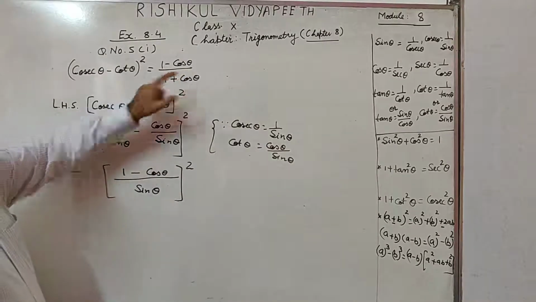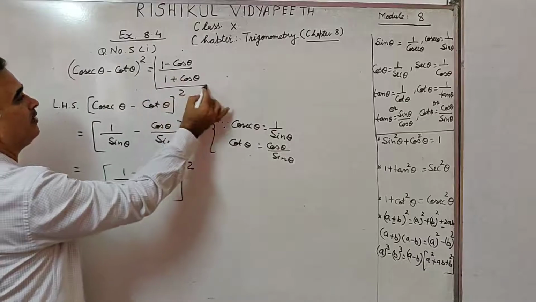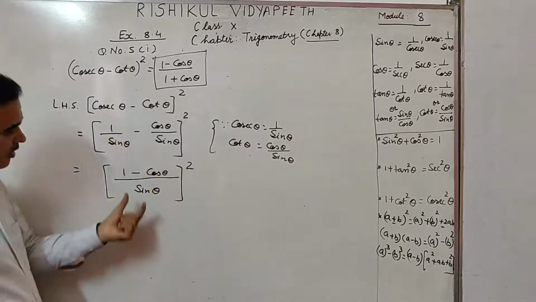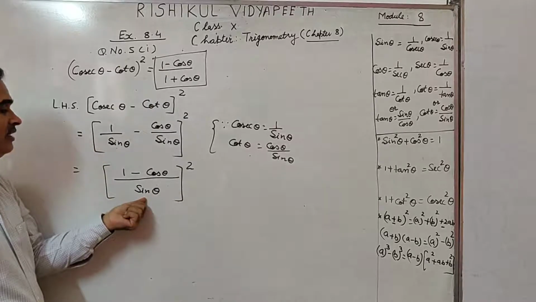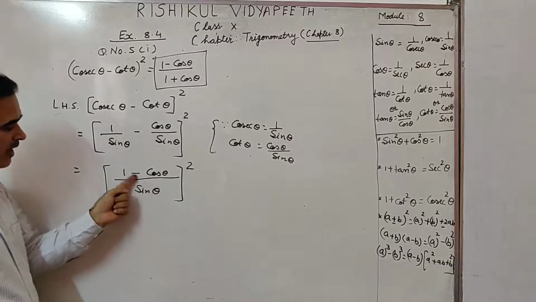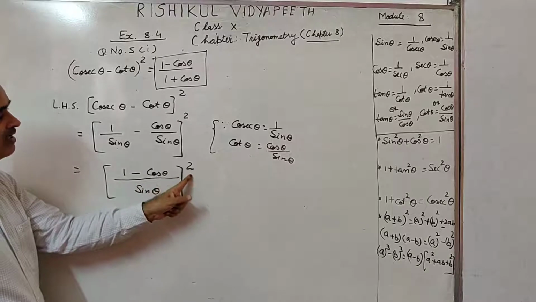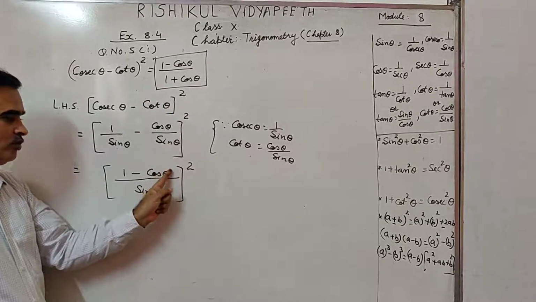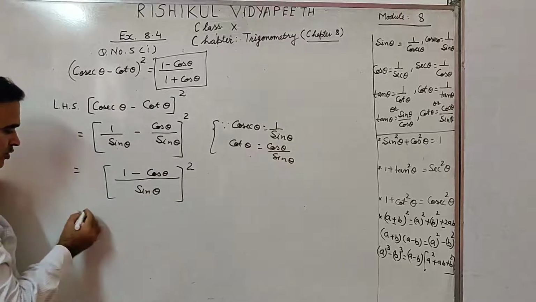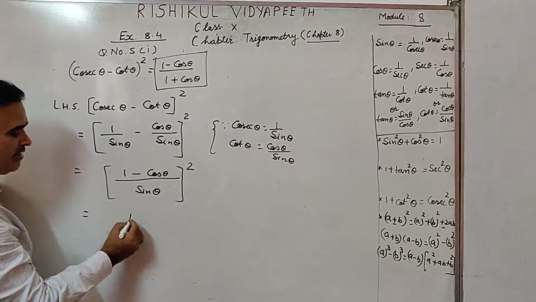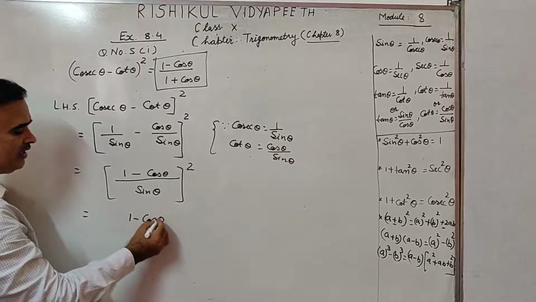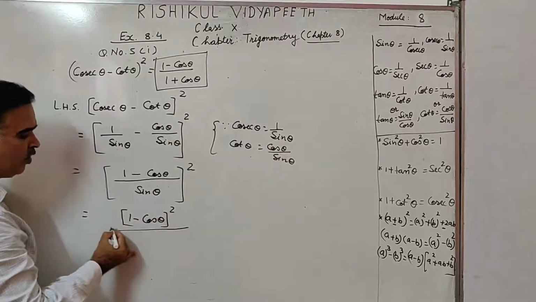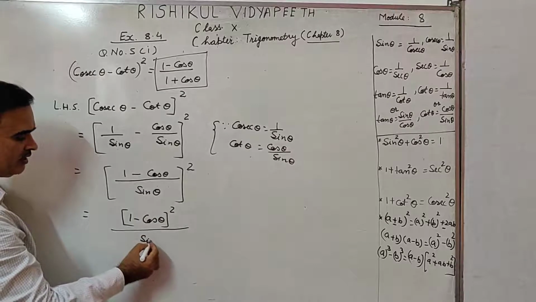You again see where we want to reach. We want to reach here. We got 1 minus cos theta. Very good. But here I am getting sine theta, we don't require this. But here a square is also there. Here it is not a square. The square is on both numerator and denominator. So you do it 1 minus cos theta whole square upon sine square theta.